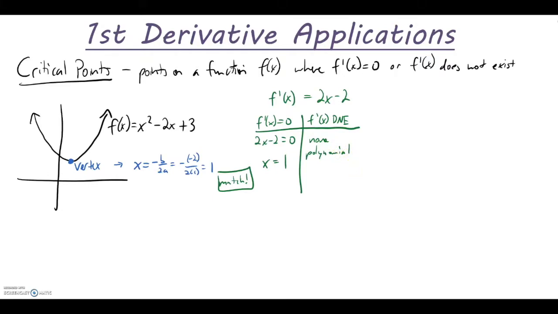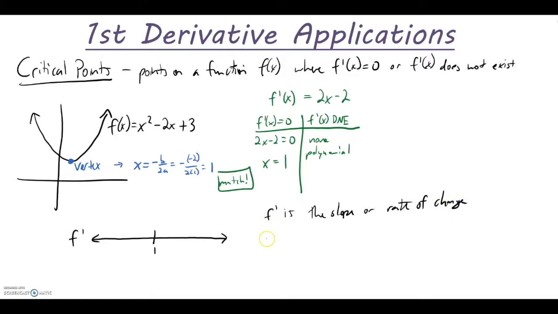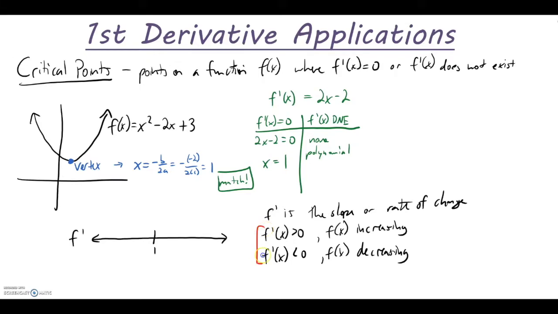Now what I'm going to do is take this information and form a mini number line just for f prime, marking down all critical values on the number line. And what I'm going to use this for is to break down a couple things. First, just remember that f prime is the slope or the rate of change for a function. When f prime is greater than 0, our function is increasing. And when the derivative is less than 0, our original function is decreasing. Well, when do these two things happen?